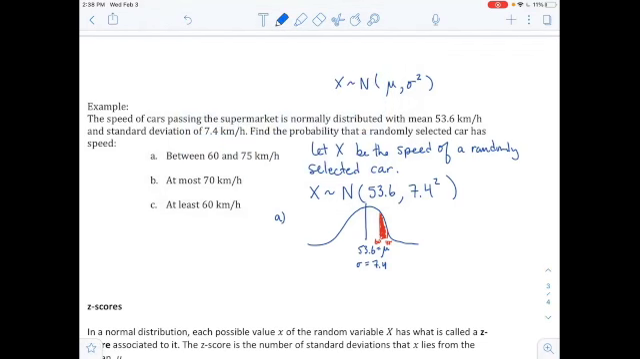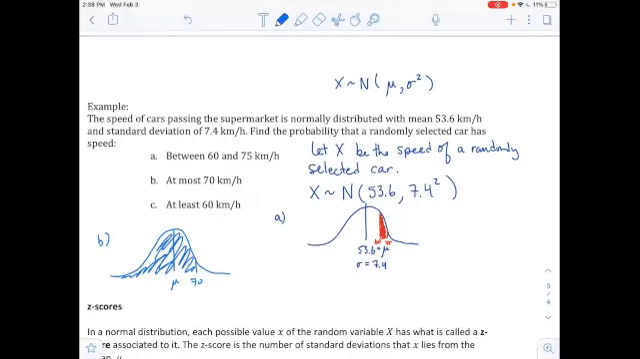Part B, again, our normal distribution. Here we want at most 70. So of course we have our mean here. 70 is to the left of the mean. If it's at most 70, that would put it in this entire area. That's what we want to calculate.